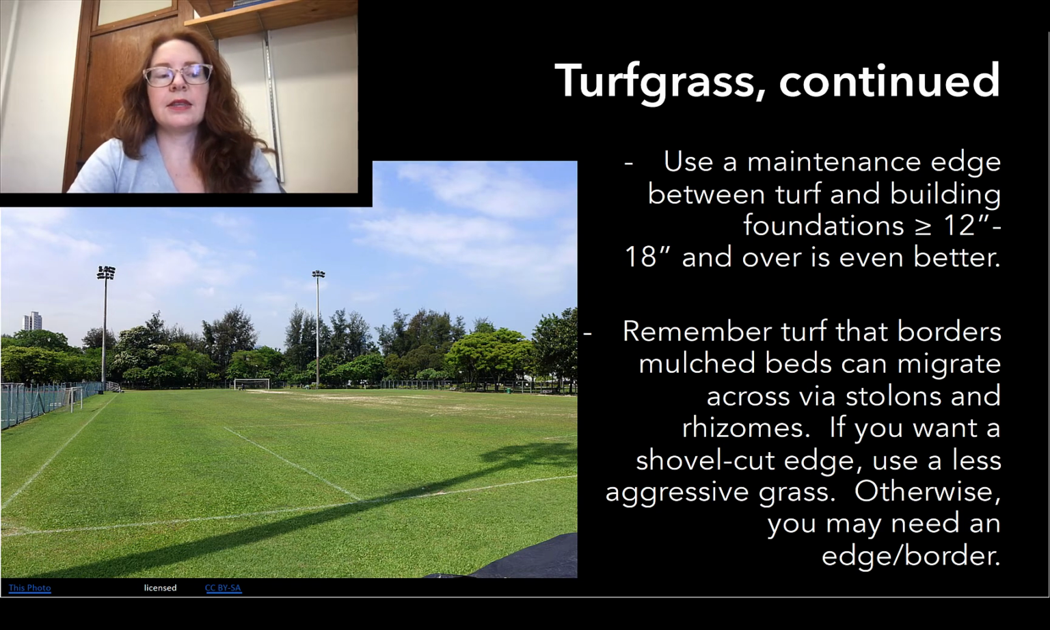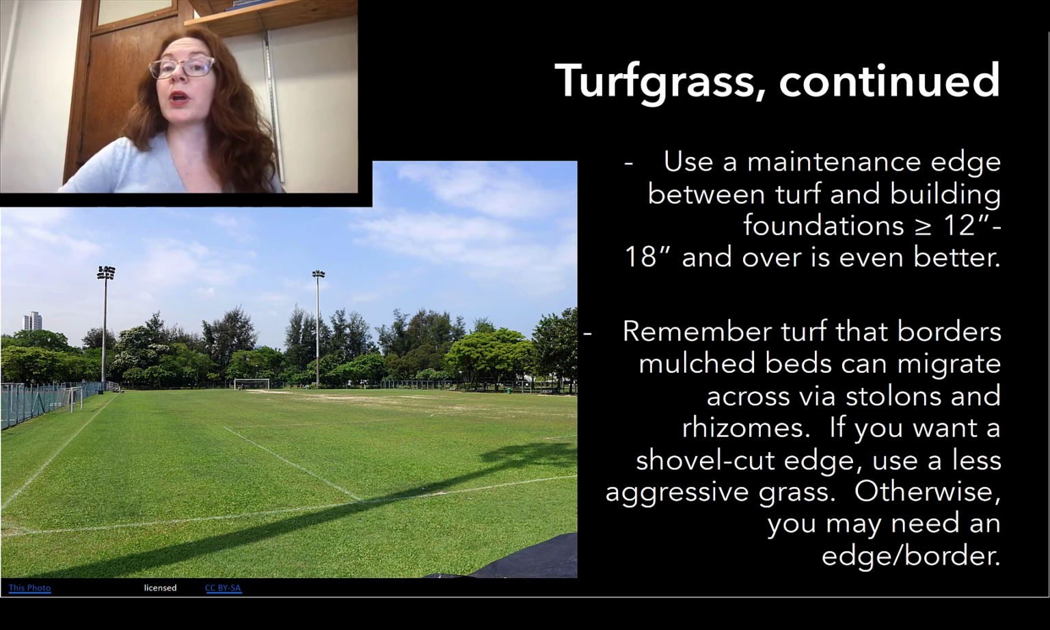We also need to think about what kind of grass is planted and whether it is a more aggressive grass that could spread through stolons above ground or rhizomes below, or if it is a less aggressive grass and maybe does not spread so much. If we have an aggressive grass next to an area where we don't want that grass to intrude upon, we need to think about using an edging, like a steel edging or an aluminum edging or a plastic edging.